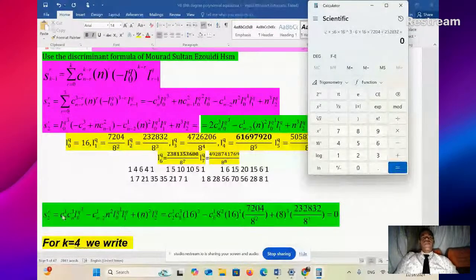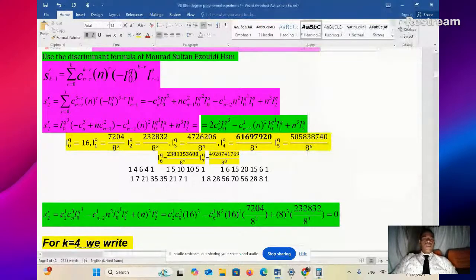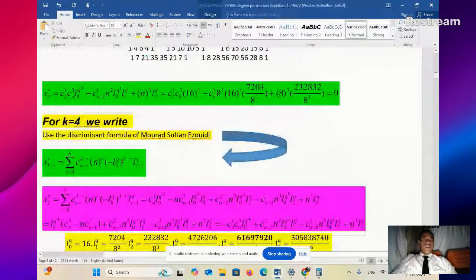Therefore, the third coefficient of my new eighth degree equation is equal to 0. Okay? Now we continue. I'm going to work out the value of S3, means you are going to set k equal 4 in the discriminant formula of Murad Sultan's video, the green one, this formula. And I'm going to focus on the last one, S3.